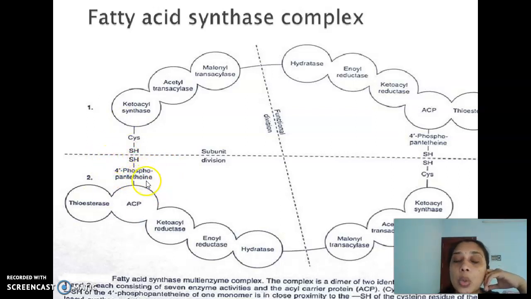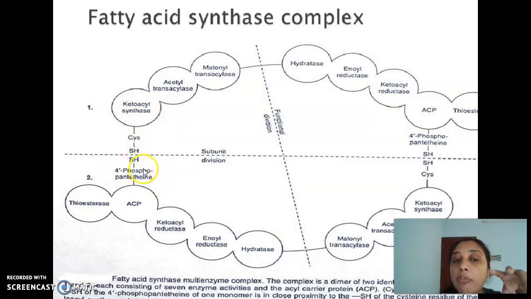So this pan SH is also known as the central thiol group, central thiol, because it is responsible for taking each of the intermediates from one enzyme to the other, right? So it's acting as an arm. So this is known as the central thiol. Thiol means SH. So central thiol group, while the cys SH is known as the peripheral thiol group. So the two thiol groups or the two arms are the central thiol and the peripheral thiol.